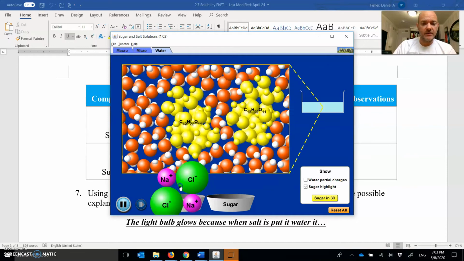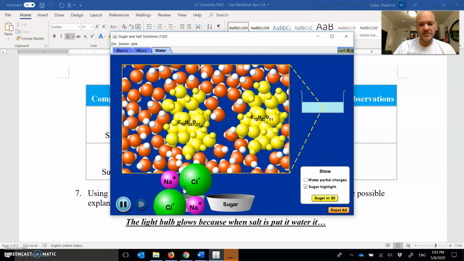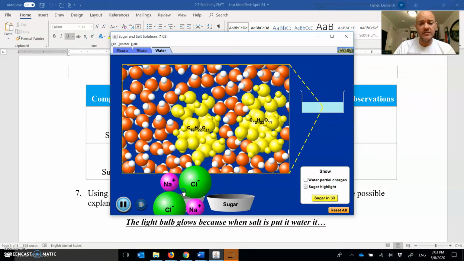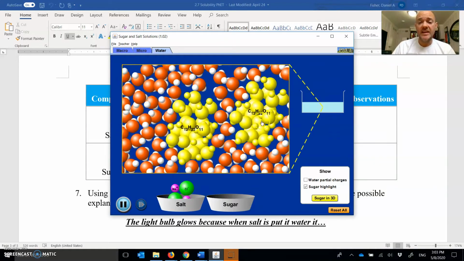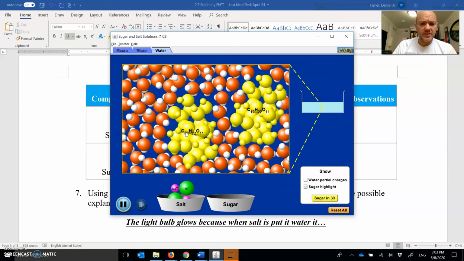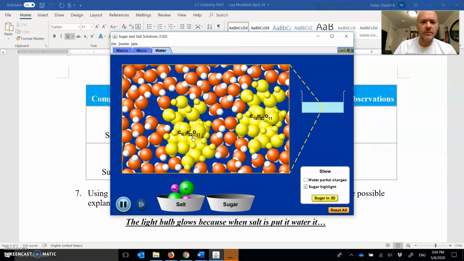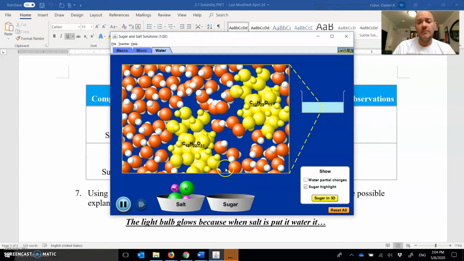So think about, okay, I've got this salt right here. It's the sodium and the chloride together. Sodium ions and chloride ions together. And then I put it in the water, and what happens? And then in this one, I've got this C12H22O11, carbon, hydrogen, and oxygen all together.